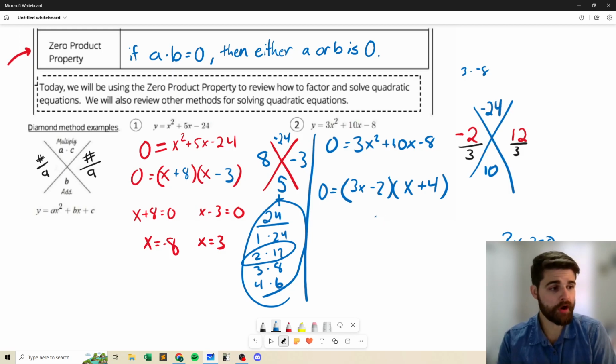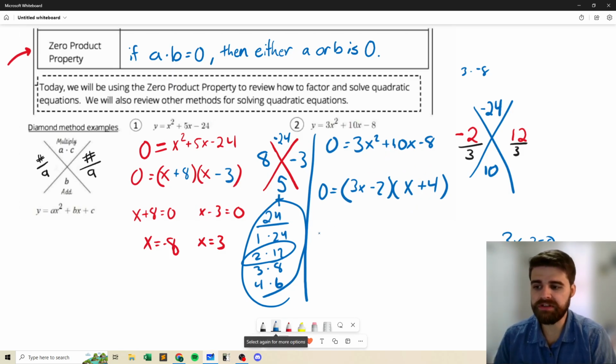Okay, so here is our proper factored form. 3x minus 2 times x plus 4. And I am way better at doing distribution forward than factoring in reverse here, so I like to check my work. 3x times x is 3x squared. We get 12x minus 2x, so that's 10. And then lastly, we get negative 2 times 4, that's negative 8. So it looks like we did this right.